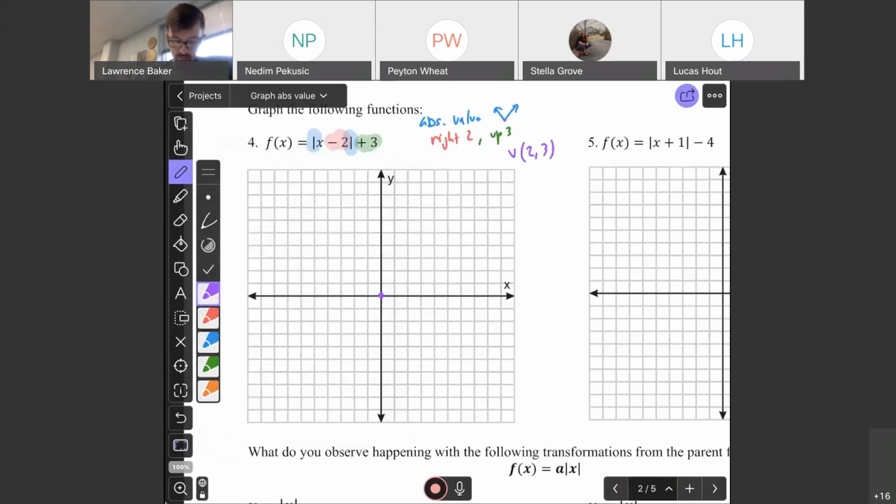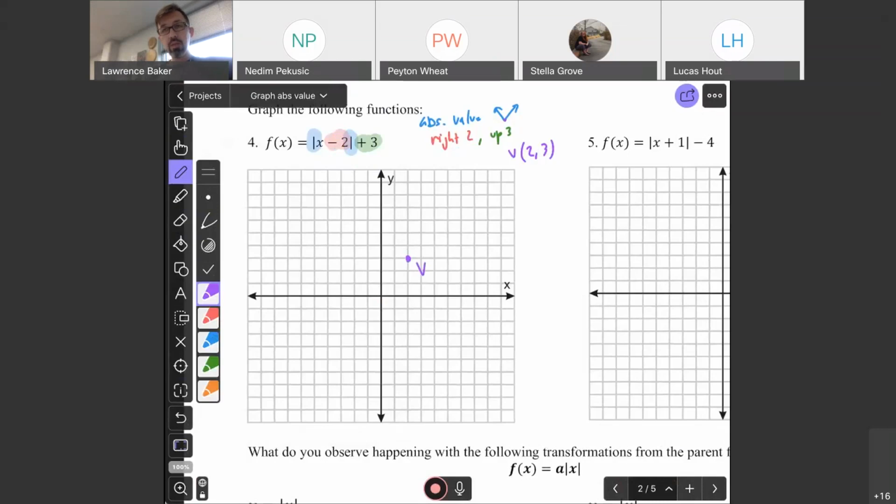It's not like it's hiding anywhere. The only thing you have to watch out for is that sign. There's the 2, there's the 3. You just got to remember that's actually a positive 2, not a negative 2. Okay, it's not hiding from you. It's right there. So let's put that vertex at 2, 3. I'm going to get rid of that old one. So there's my vertex.